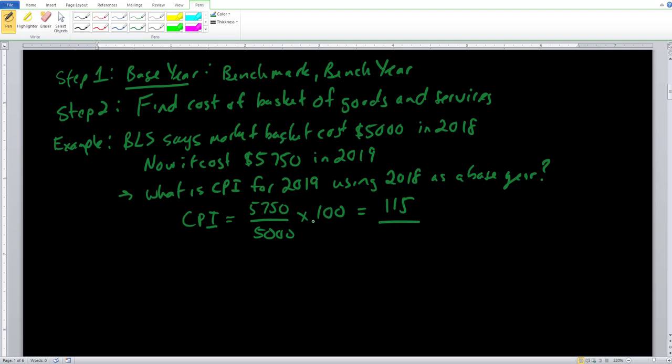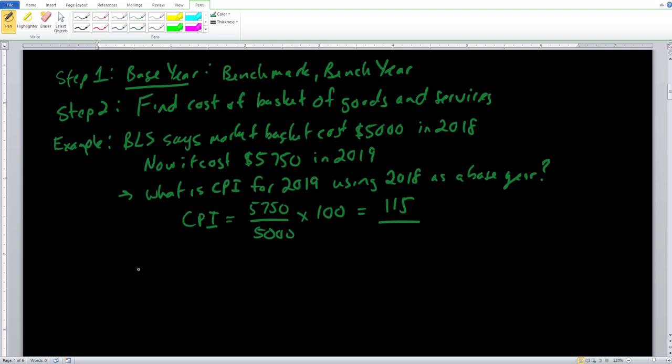And what exactly does this number tell us? It doesn't give us a whole bunch of information. In order for us to make any notations about inflation at all, we need to compare two different CPI levels against one another. So here, this one singular number doesn't provide us with a lot of information. We need to compare this 115 against another CPI value.